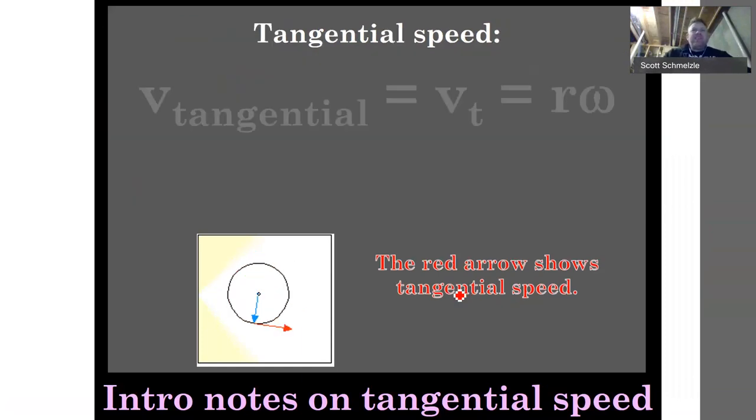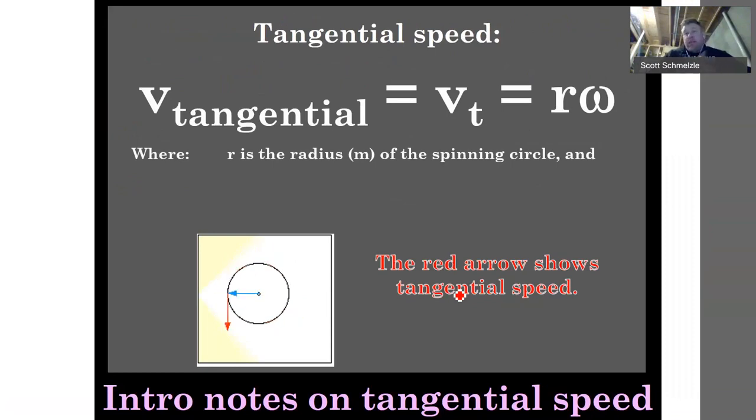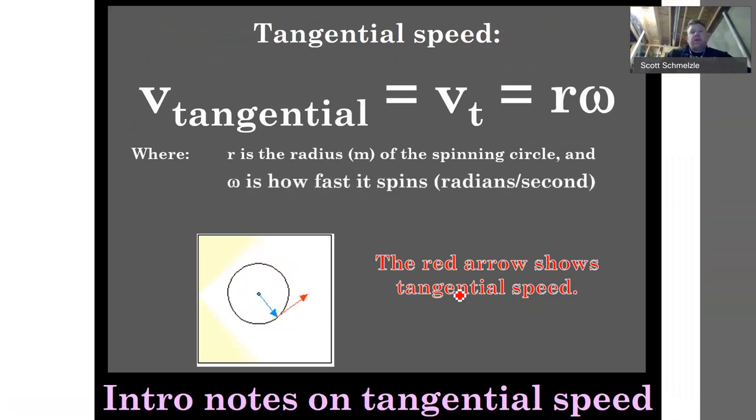All right. So tangential speed, VT equals r omega. I believe that's omega. For us, the tangential speed, r is our radius in meters. Notice it's radius, not diameter. So that's from the center out. And then this omega here is how fast it spins. That's radians per second, I think that's what it is. I got to look it up. I have forgotten. Anyway, that's going to be radians per second.